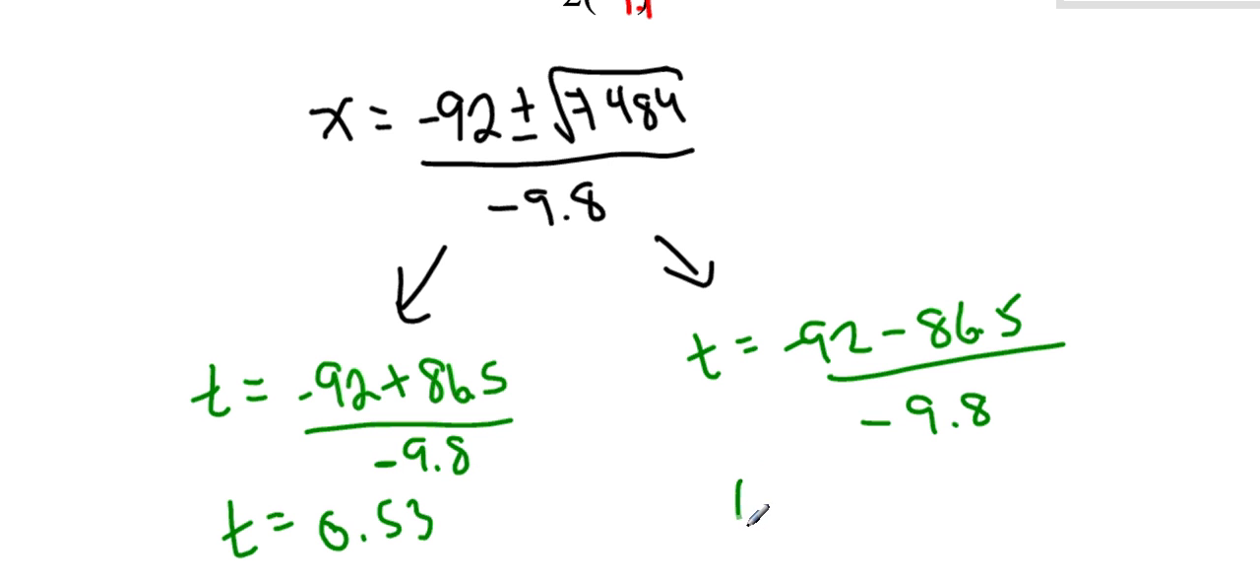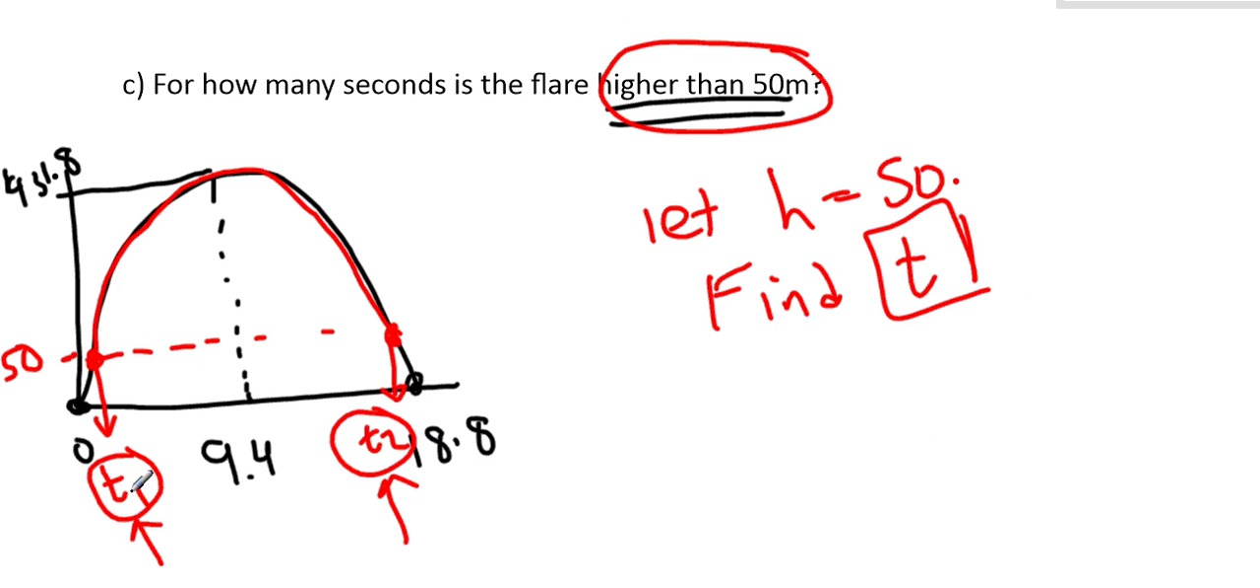0.53. And over here, doing this math, I hope you're doing it along with me and not just passively letting me do math. I get an answer of 18.21. So if we think about what we were talking about before, this is at about 0.5 seconds. That makes sense. And this is about at 18.2 seconds. So certainly I'm glad that I have two positive answers. And they're between 0 and 18.8 because that makes sense.